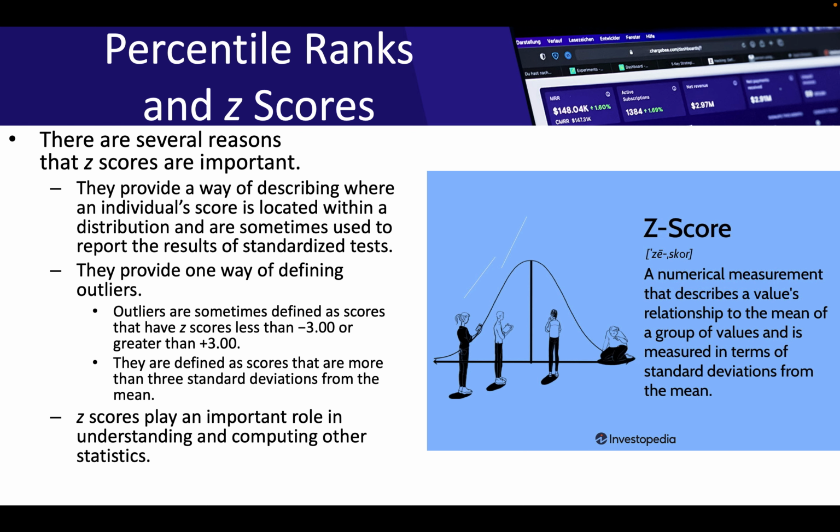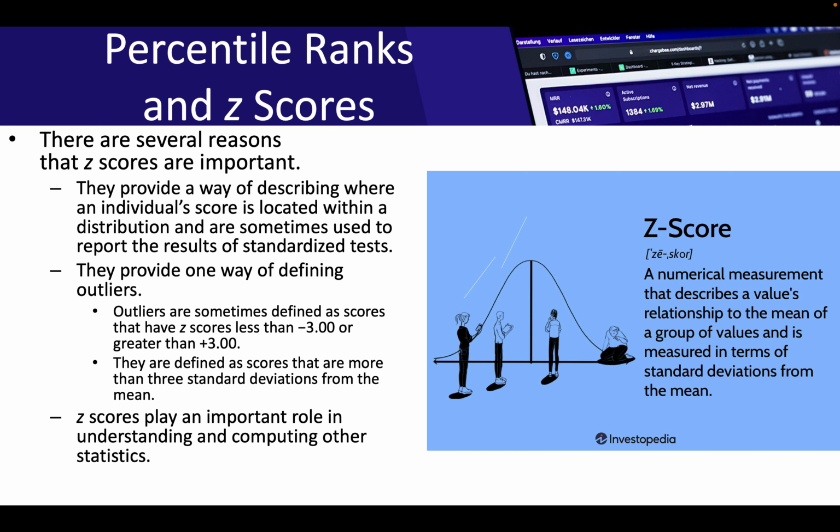There are several reasons that z-scores are important. They provide a way of describing where an individual's score is located within a distribution and are sometimes used to report the results of a standardized test. They provide one way of defining outliers. Outliers are sometimes defined as scores that have z-scores less than -3 or greater than +3. They are defined as scores that are more than 3 standard deviations from the mean. Z-scores play an important role in understanding and computing other statistics.